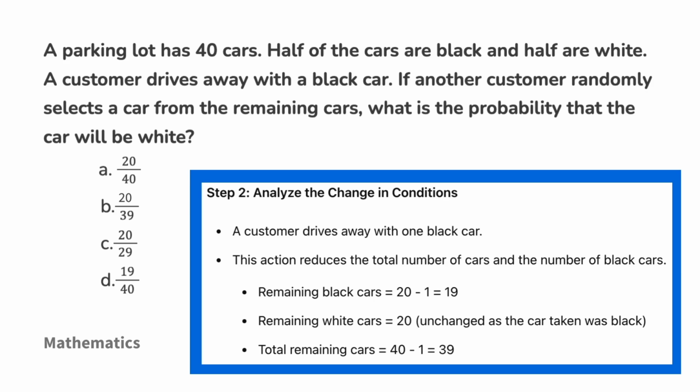Next, let's analyze the change in conditions. A customer drives away with 1 black car. This action reduces the total number of cars and the number of black cars. Remaining black cars is now 19. Remaining white cars is still 20. That's unchanged. The total remaining cars is 39.